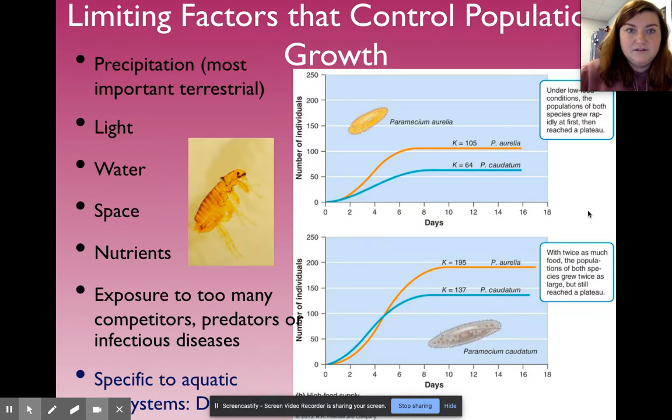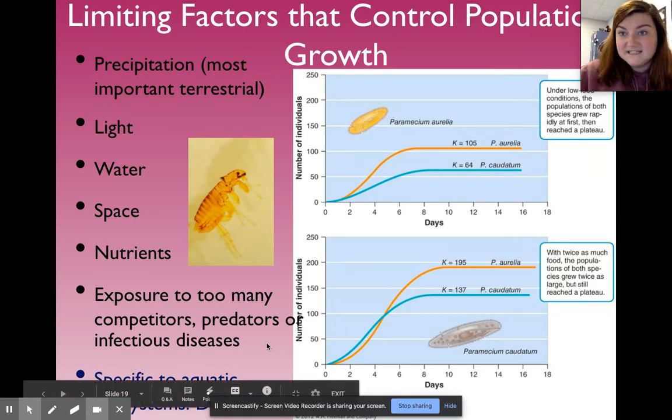So limiting factors, again, that control population growth. Some examples of those are going to be like precipitation. Obviously, that's way more relevant when it comes to terrestrial or land animals. Terrestrial means land animals. So the amount of precipitation, the amount of light, water, space, nutrients, exposure to too many competitors, predators, or infectious diseases.